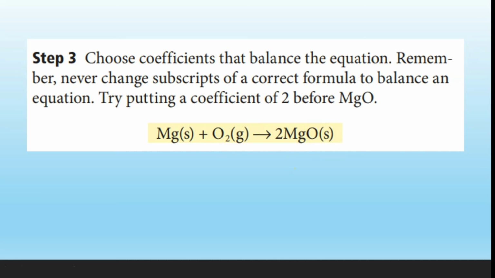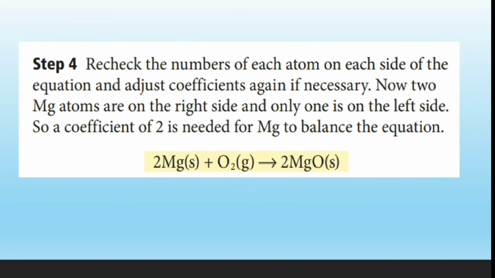And here is another tip for you. When you have an equation, they can be even longer than this one. First, start by balancing oxygen or hydrogen if you have them. That will make things much easier. It's a tip that I'm giving you. We check the numbers of each atom on each side of the equation and adjust coefficients again if necessary.